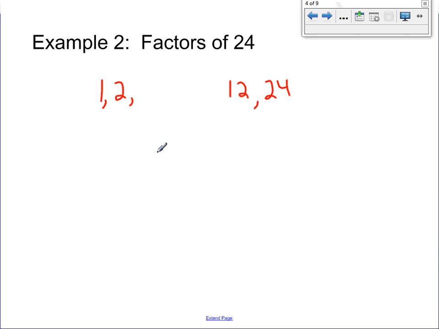Let's think about if 3 would work. Remember, for numbers divisible by 3, we can add the digits together, and if that number is divisible by 3, then the original number is too. 2 plus 4 is 6, so yes, 3 is going to work, and I know that 8 times 3 is 24.